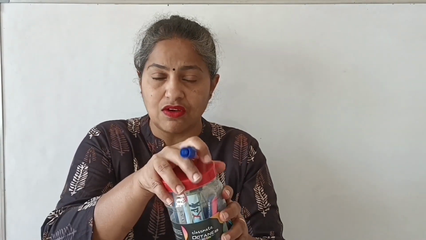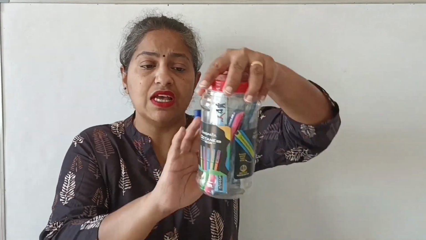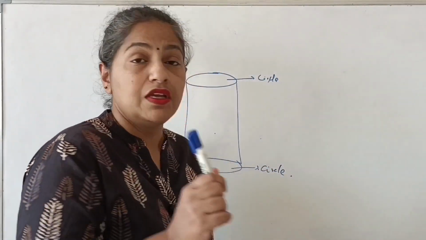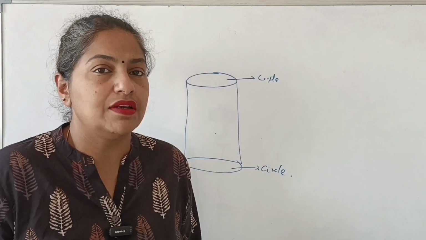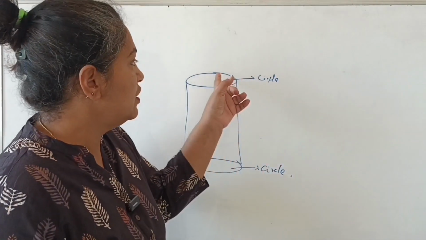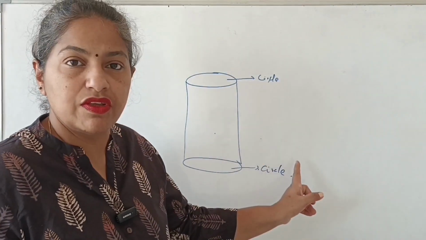So here I have a circular surface, here I have a circular surface, and here I have got a curved surface, right? So let me try to draw the diagram of a cylinder on the board and see what are the terms and the definitions associated with it. So here you have a cylindrical shape. As you have seen from the solids, there are two circular faces and a curved face.